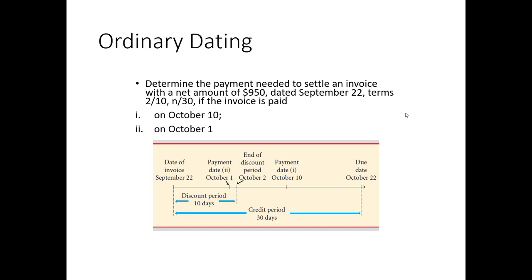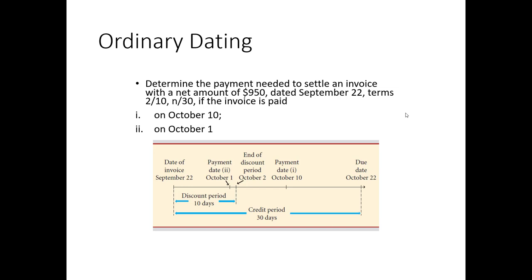Okay, so we're dated September 22nd, terms 2/10. So 2 percentage point discount, or 2% discount if paid within 10 days. Net is due in 30. So if the invoice is paid on October the 10th, pay the whole invoice on October the 10th, how much do we pay? Well, the first thing we have to determine is we start doing our counting, right? October 10th is within 30 days of September 22nd. So, okay, that's legitimate. Now I start at September 22nd and count my days.